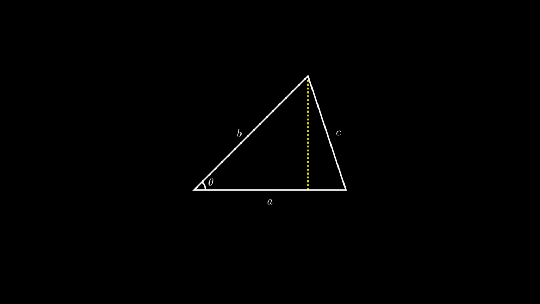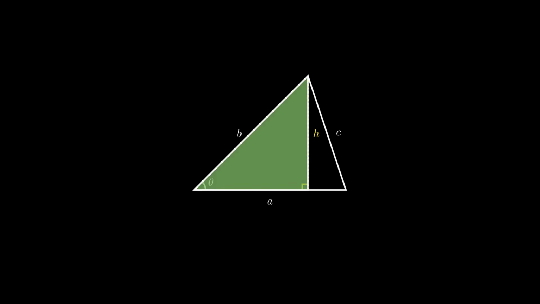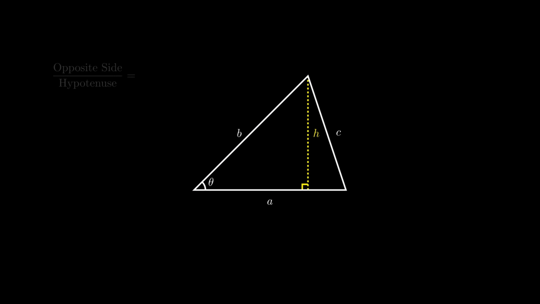We need to construct a perpendicular line from the top vertex to side A, labeled as H, which represents height. Therefore, in this right triangle, we take the ratio of the opposite side length to the hypotenuse. We know that this ratio is equal to sine theta, so the ratio is H over B, because the opposite side of the angle is H and the hypotenuse is B. To solve for the height, we need to multiply both sides by B. After this, we get B times sine theta is equal to H, which is the height of the triangle.